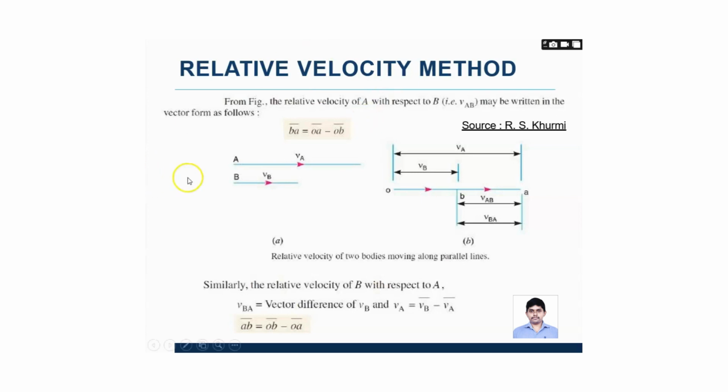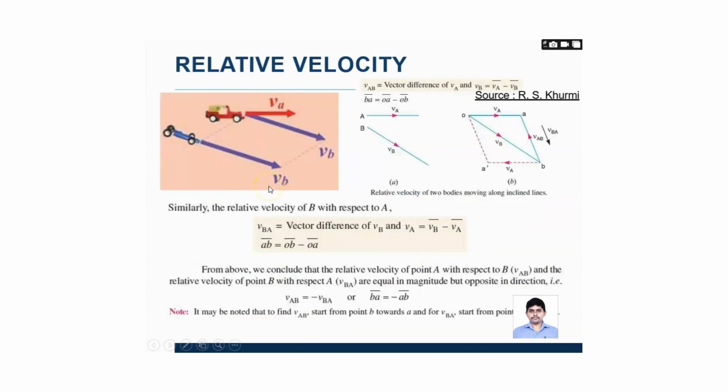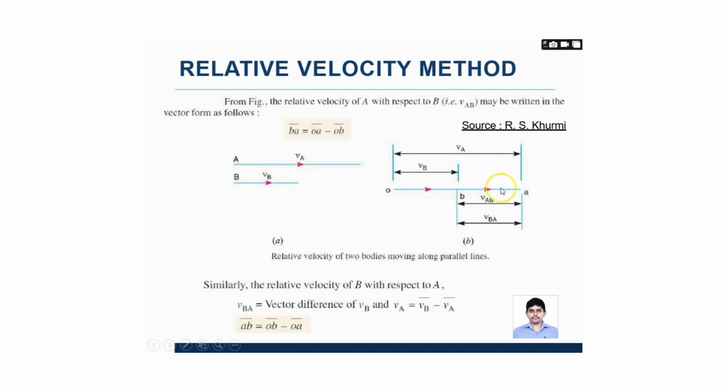From point A, the velocity is represented by V of A. From point B, the velocity is represented by V of B. OA means the velocity direction from O to A, and OB means the velocity from O to B. That is the vector OA minus the vector OB. This gives the relative velocity of two bodies moving along parallel lines.